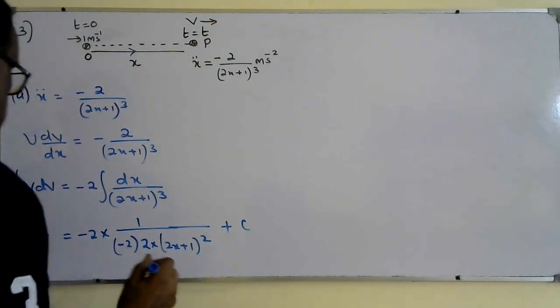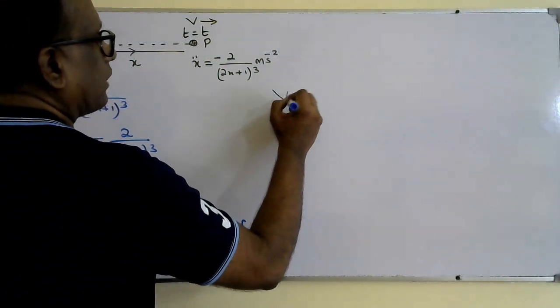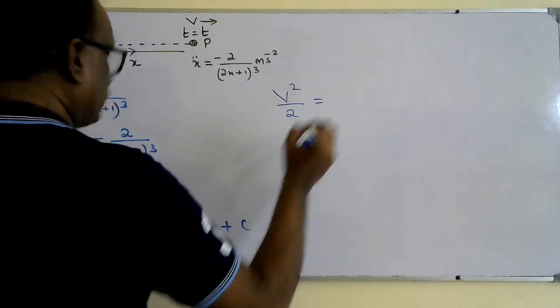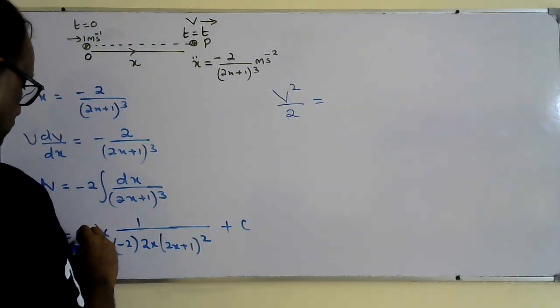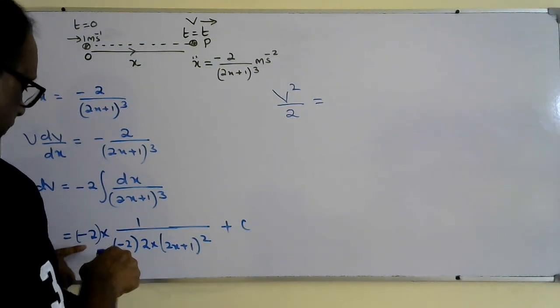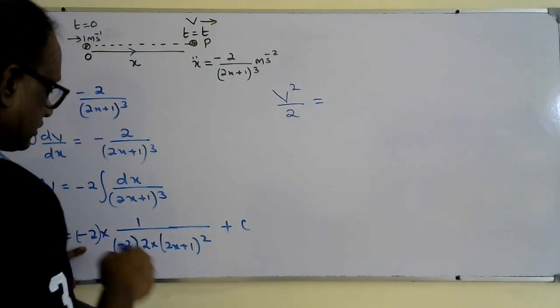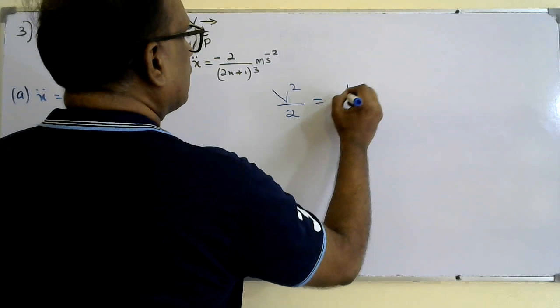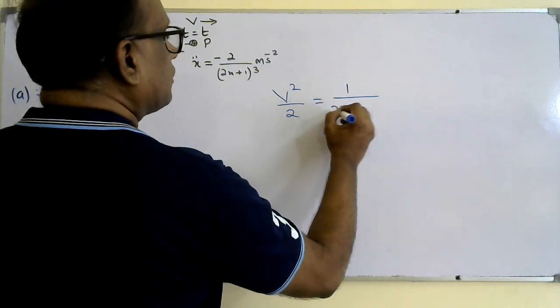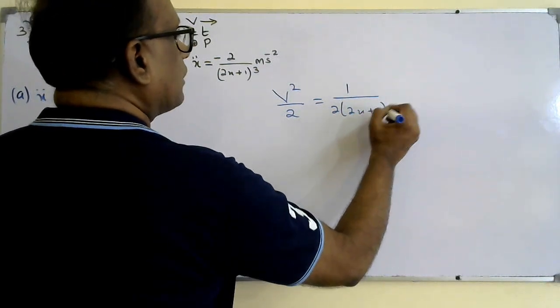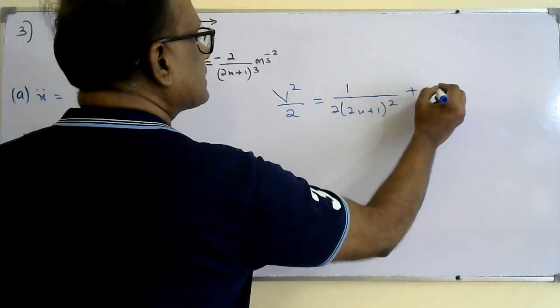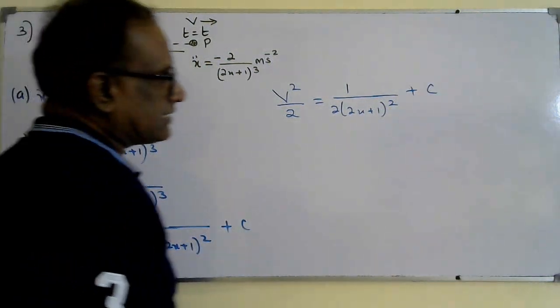So it will become v squared by 2. I'll continue here: v squared by 2 equals minus 2, this minus 2, yes, this minus 2 here. Minus 2 into minus 2 will get cancelled. So 1 over 2 into (2x plus 1) squared plus c. Okay, so we need to find the c.